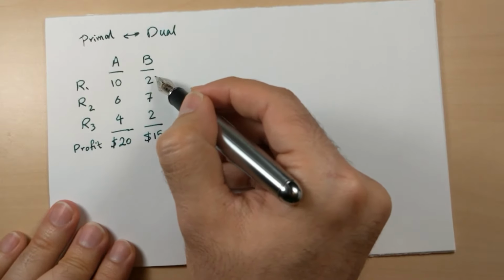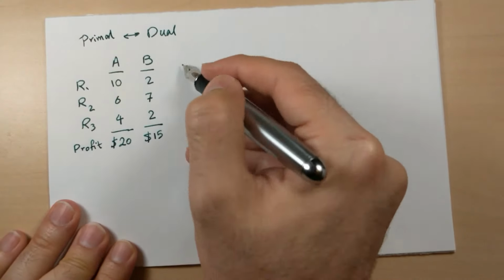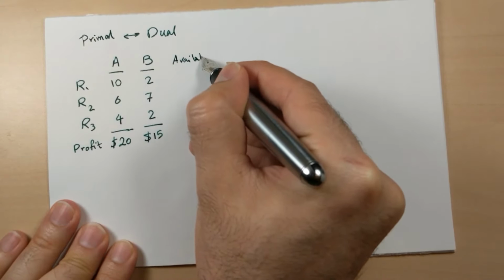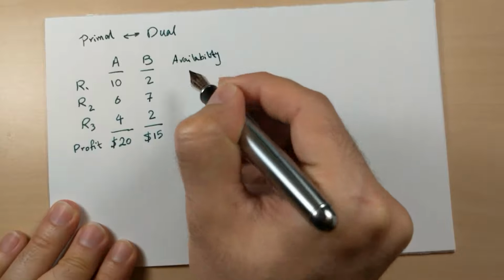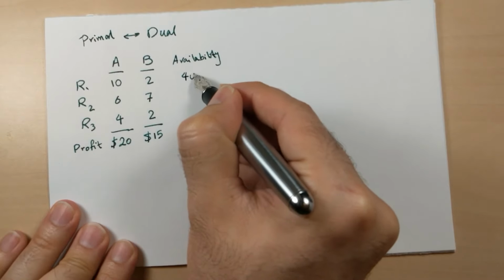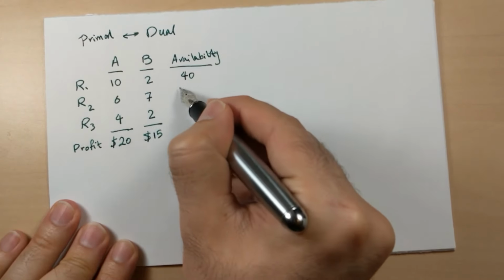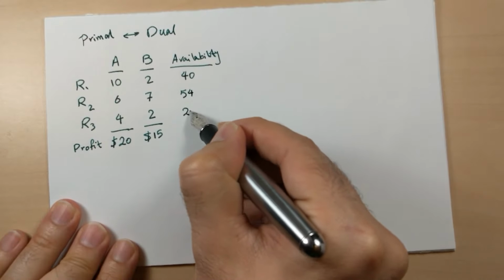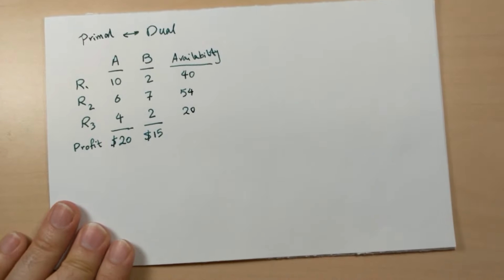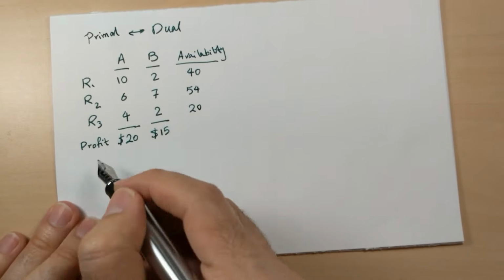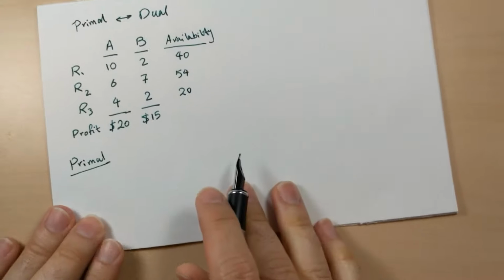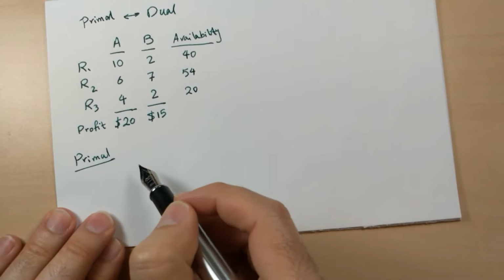There are some limitations for resources. They are not infinite. So the availability of resources is as follows: 40 units for resource 1, 54 units of resource 2, and 20 units of resource 3. Let's formulate this problem as our primal problem. Then we can talk about its dual.